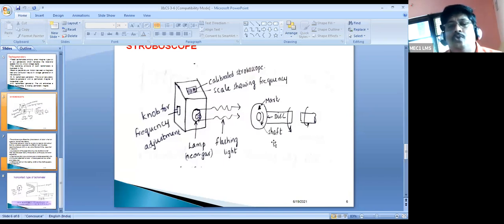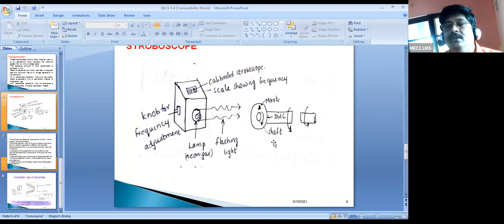And then the stroboscope. In the stroboscope, the lamp light falls on the disc which is mounted on a rotating shaft. We have to adjust the knob in such a way that the mark on the disc appears at the same position. At that point we note down the frequency which reads on the scale. That is proportional to the speed of the rotating shaft. It is a non-contact type of tachometer.